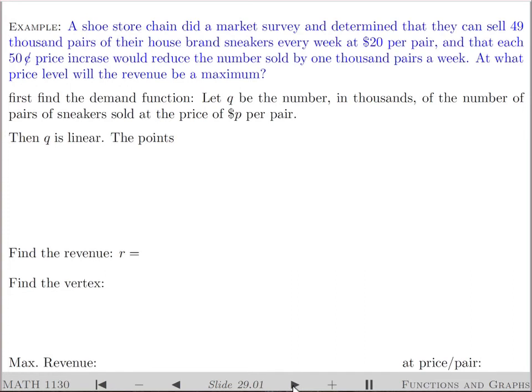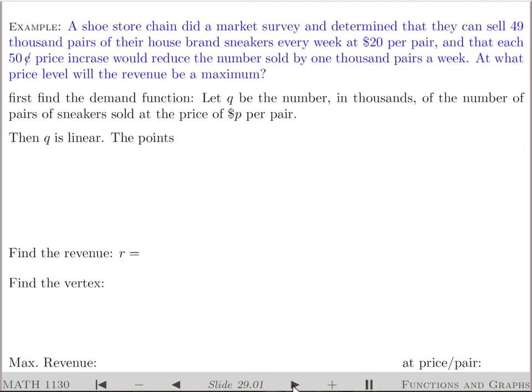A shoe store chain discovered that if they price their house sneakers at $20 per pair, they can sell 49,000 pairs every week nationwide. And for each 50-cent price increase, they would reduce the number sold by 1,000 pairs. And we want to figure out when the revenue will be a maximum, how they should price it. So I need to start by finding the demand function first.